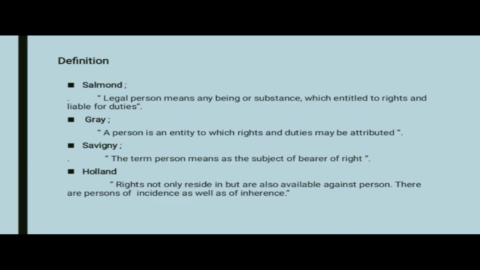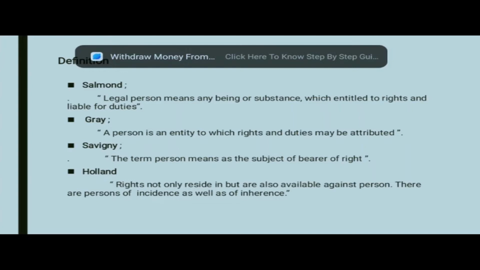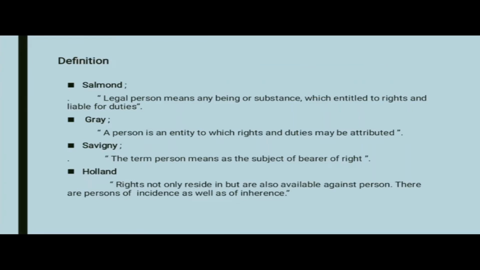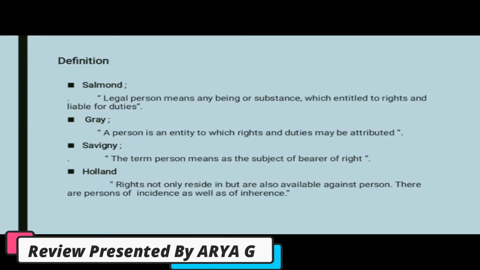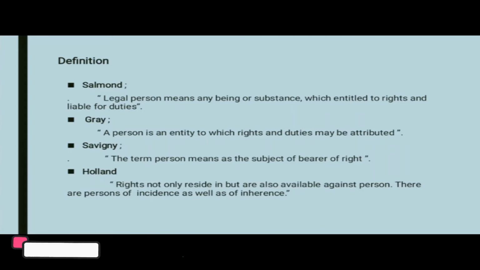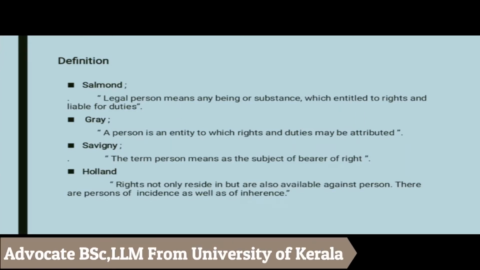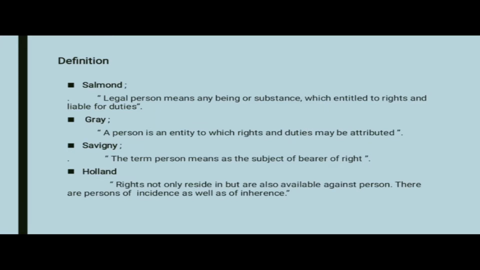Next, Gray. Gray gives a definition that a person is an entity to which rights and duties may be attributed. According to Savigny, the term person means the subject or bearer of right. Moving to Holland's definition, he defines that rights not only reside in but are also available against persons. These are persons of incidence as well as inherence. Incidence means the underlying feature, that rights and liabilities are a person's underlying characteristics. That's given by Holland.